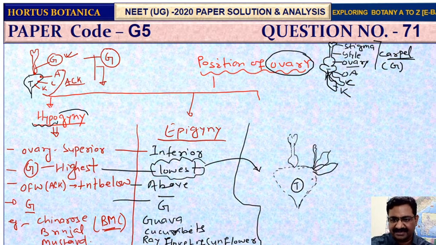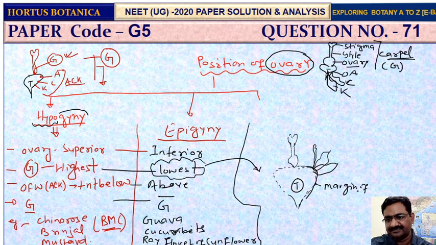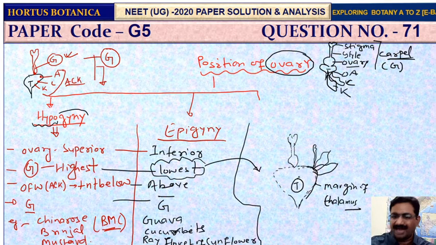This is the thalamus. And this marginal part possesses androecium, corolla and calyx. But what happened? This very marginal part, this margin of the thalamus, starts to grow up. Try to understand. It is going to an upward position.